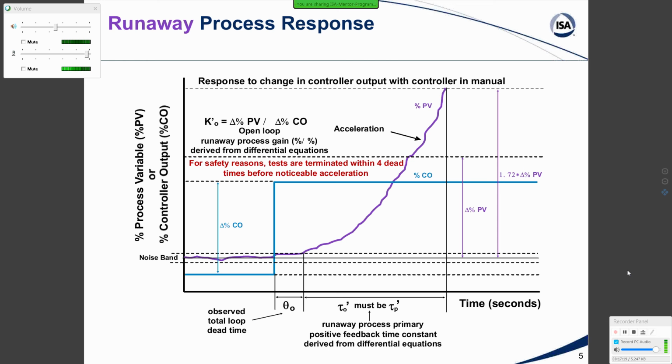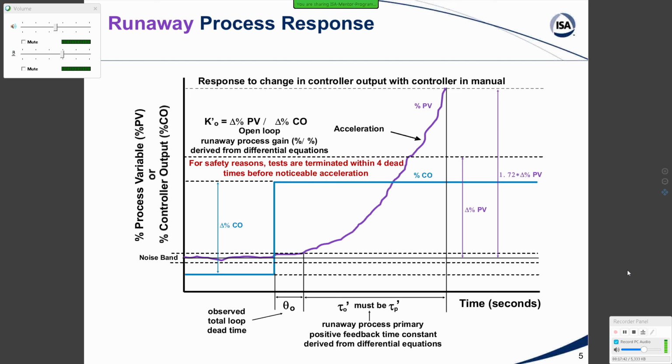The integral mode is actually implemented with a positive feedback. So here you can say, I've got positive feedback in the process, and I add integral action, which is implemented with a positive feedback methodology. You can see that can be problematic.